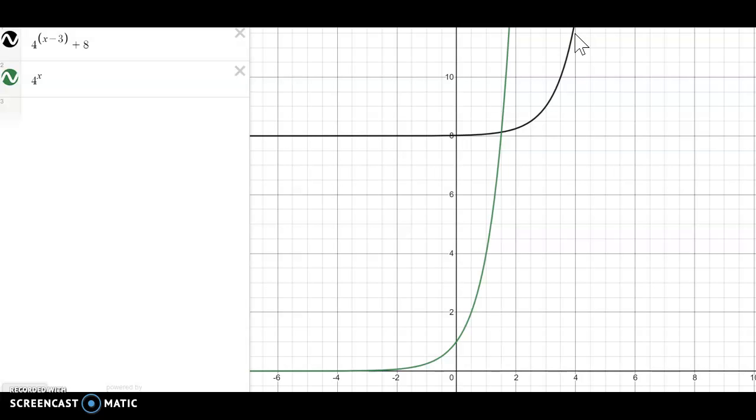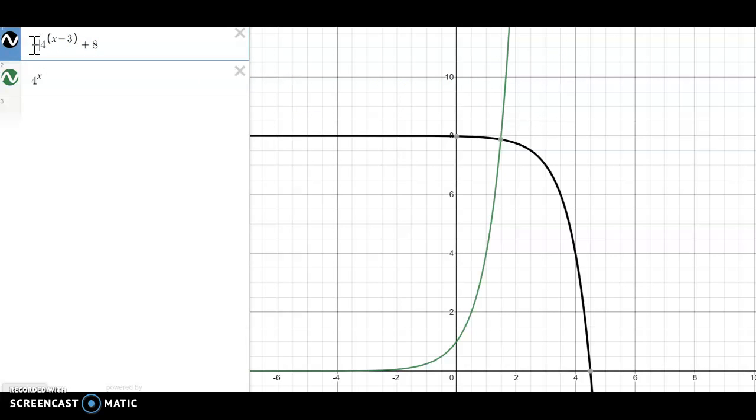Now the only thing to be careful about is when it flips. So if I had, say, a negative in front, well, that flips it over the x-axis. Now your range here would start at 8 and then go down to negative infinity, so it would be from negative infinity up to 8. So you have to be careful with the negatives.